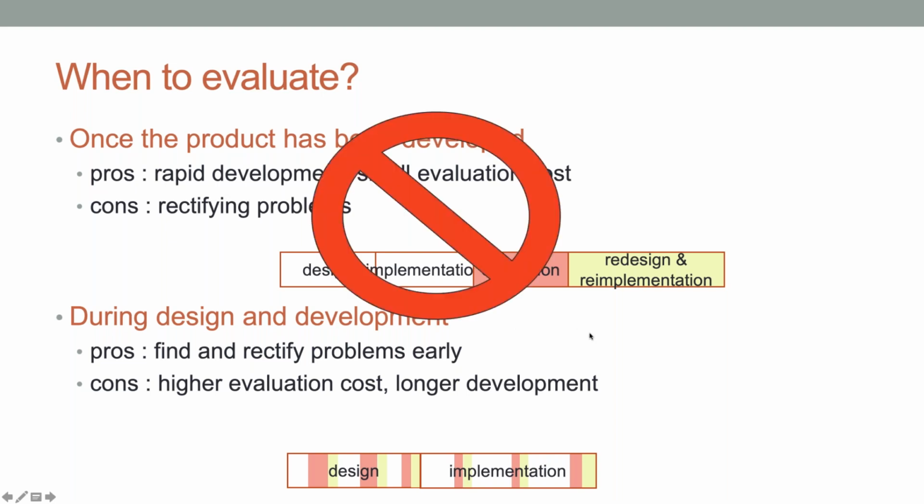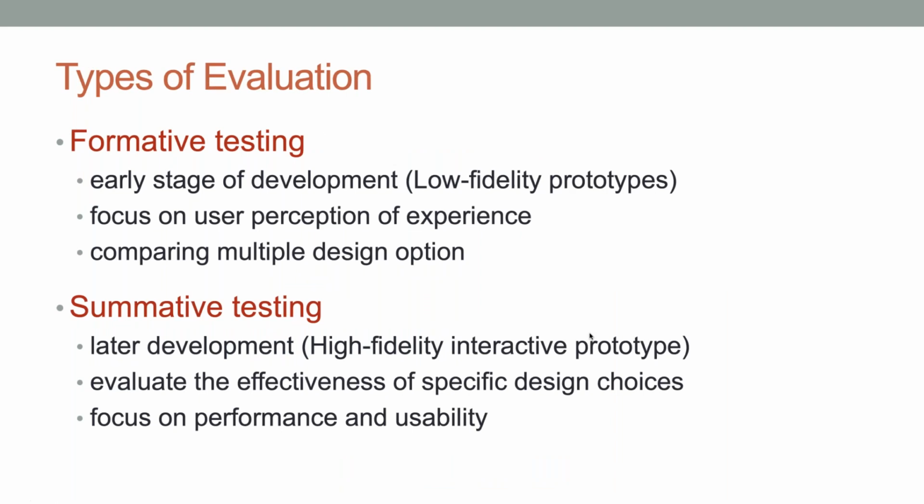In general, there are two types of evaluation. There's formative evaluation that starts at early stage of development, and this is really when you've got low fidelity prototypes. And in this case, you're really focusing on the user experience and their perception of the experience. And you may also use this for comparing multiple design options.